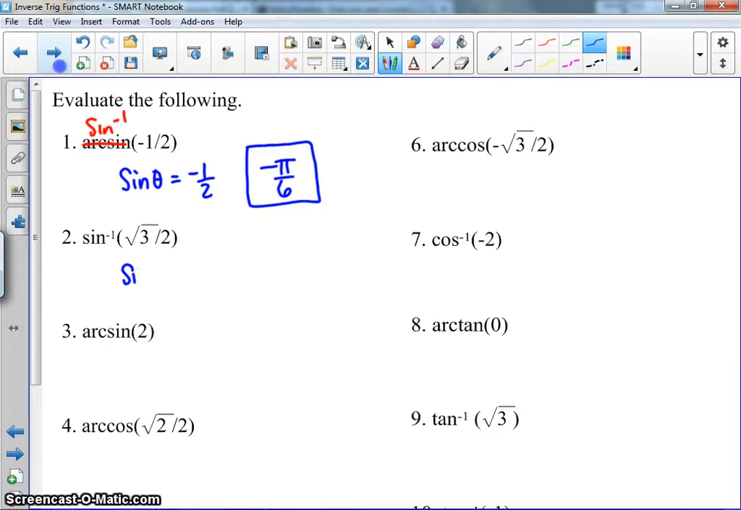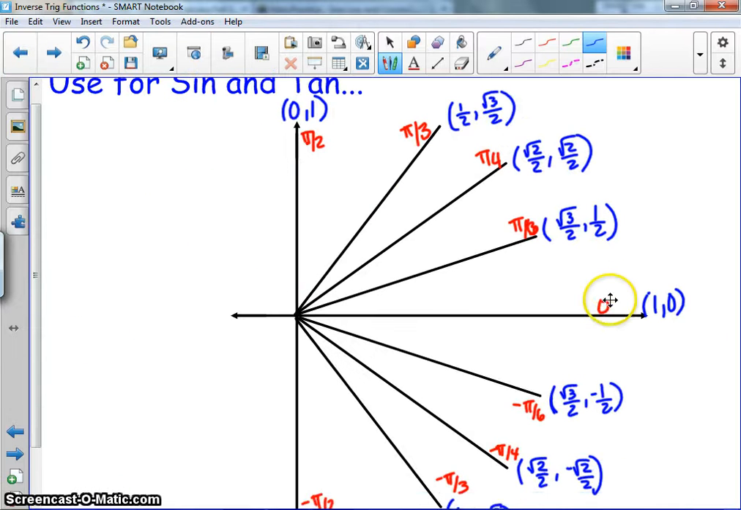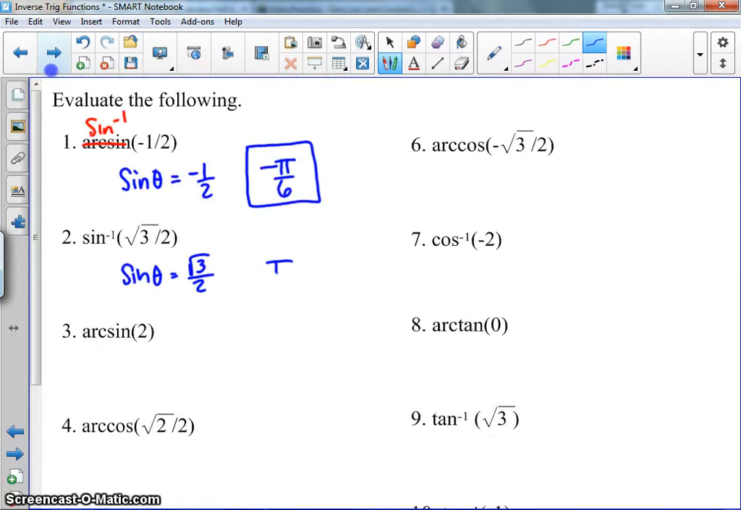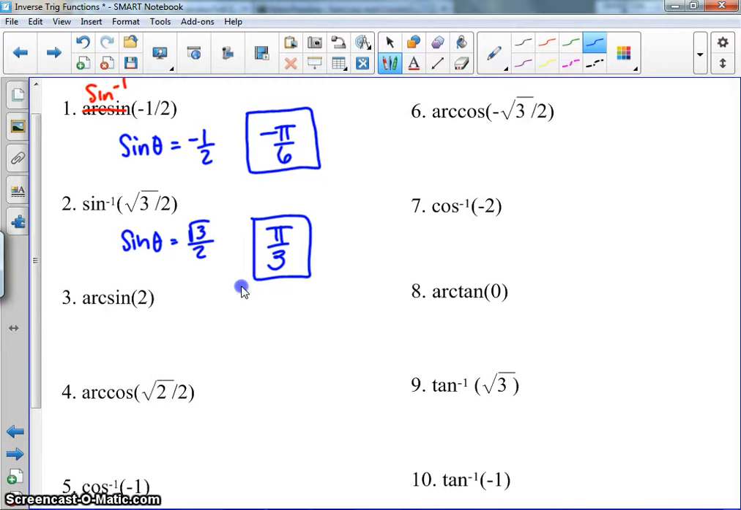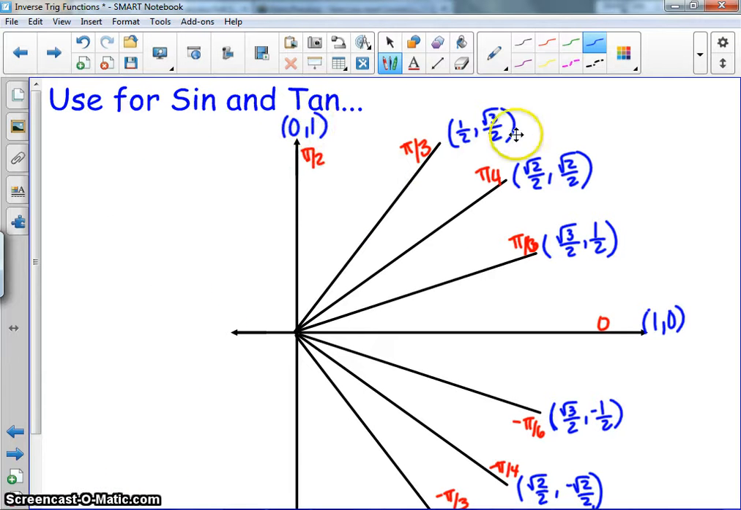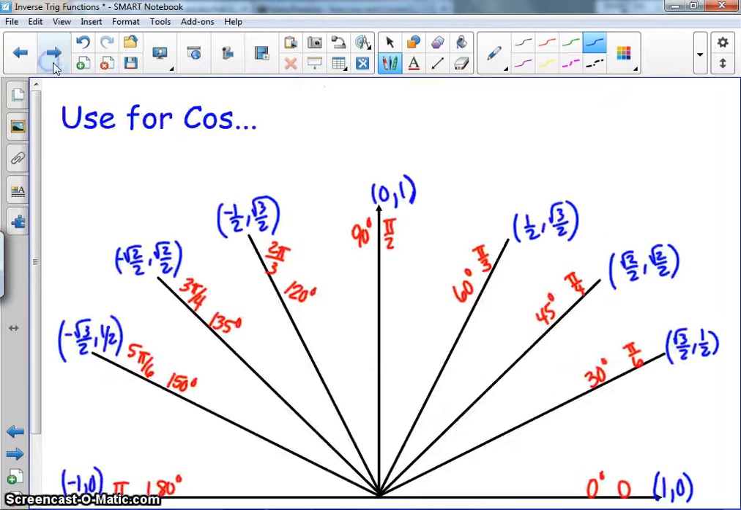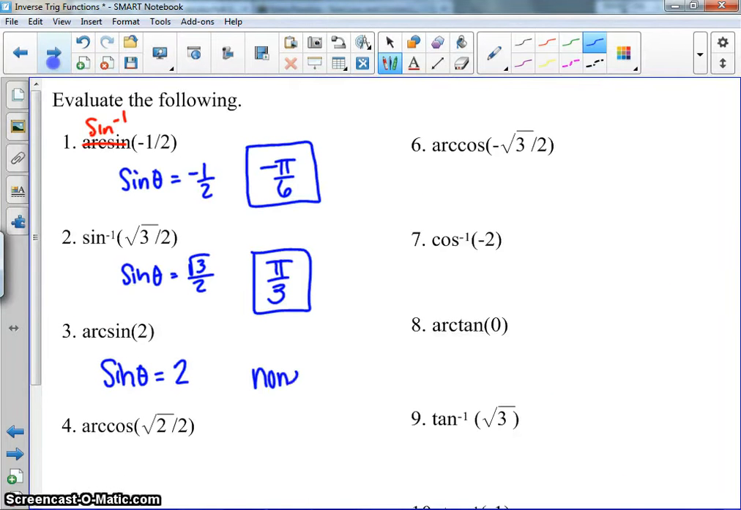Now, number 2, this is asking me where does the sine equal square root of 3 over 2. So where is the y coordinate positive square root of 3 over 2? The y coordinate is going to be positive square root of 3 over 2 right here at pi over 3. Alright. Third one, this is saying, at what angle does the sine equal 2? Well, if I come back over here and look, the y coordinate is never going to be 2. So this answer would just be none. There's no answer. You could say no solution, because the sine is never going to be 2.